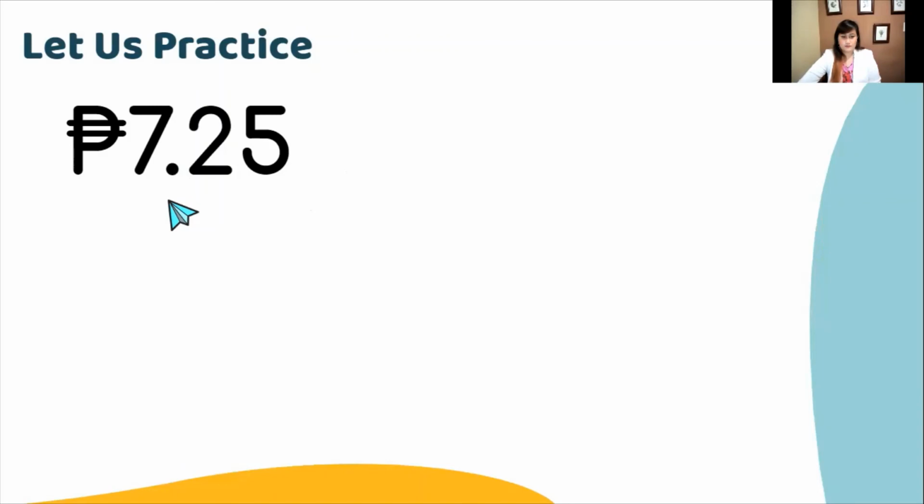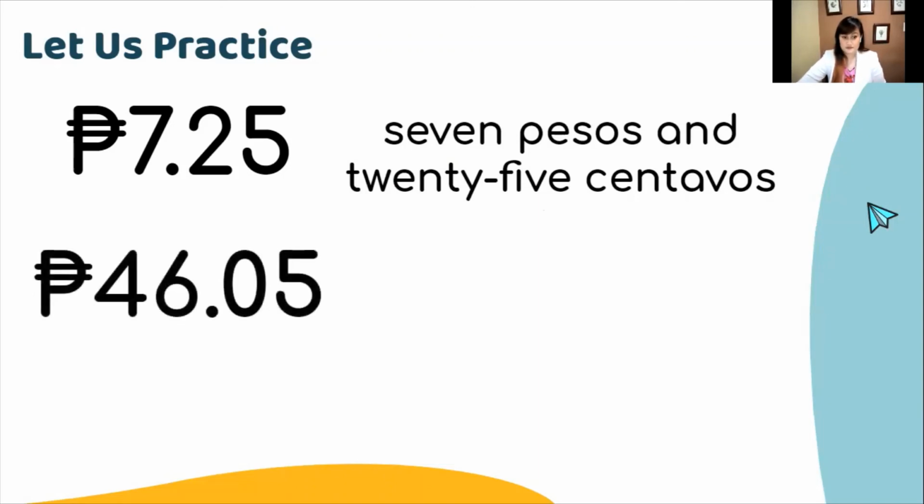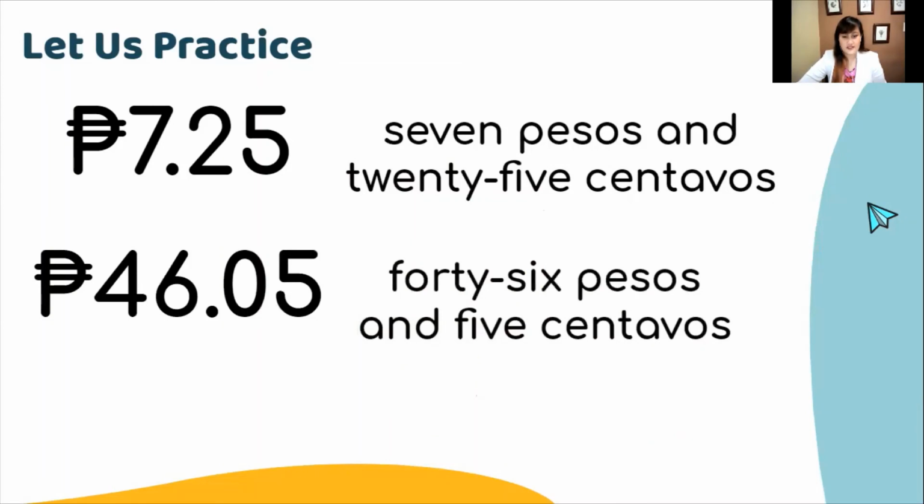So again, let's remember that the decimal point, we read it as and. So let's read this money symbol. This is 7 pesos and 25 centavos. And this is how we spell it, 7 pesos and 25 centavos. How about this one? Can you try to answer it? Correct. This is 46 pesos and 5 centavos.